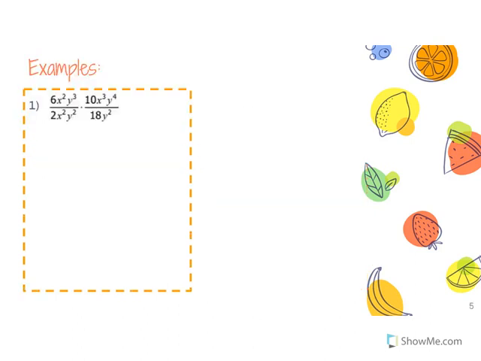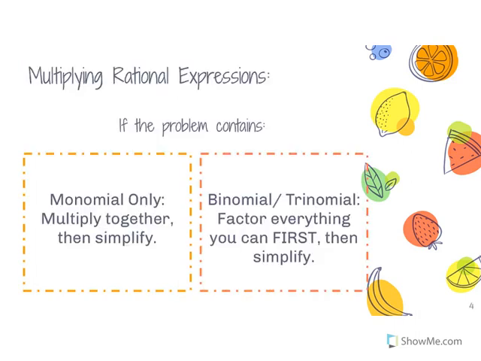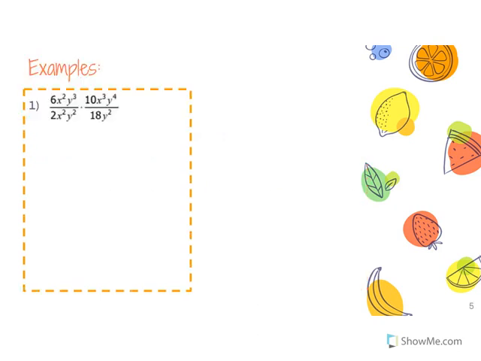So for our first example, we see that each of our rational expressions has a monomial. So, like our directions said, with monomials we're going to multiply together and then we're going to simplify. So let's go ahead and work with our numerators first, and just our numerical values.